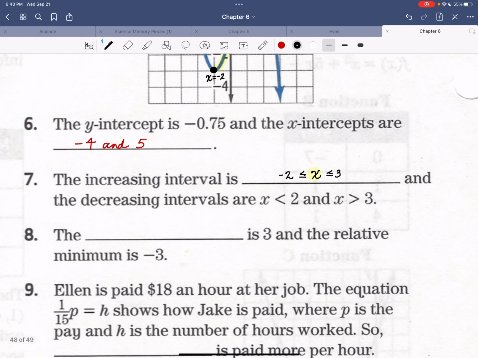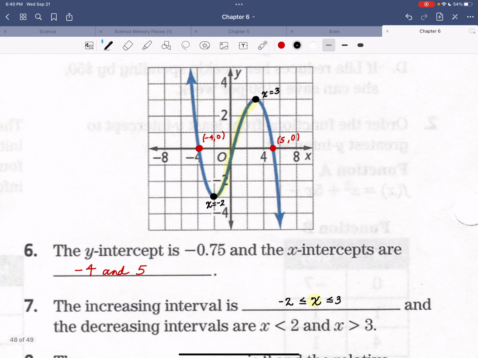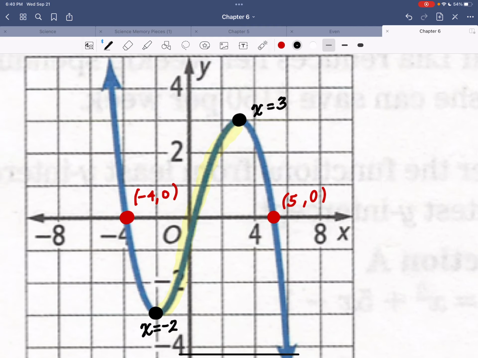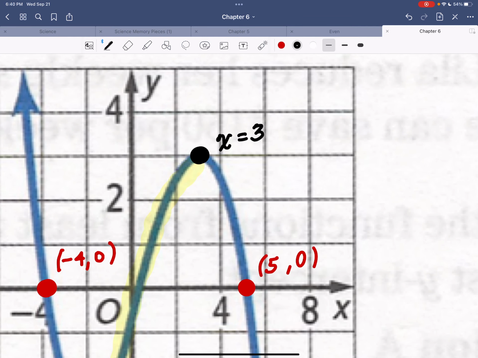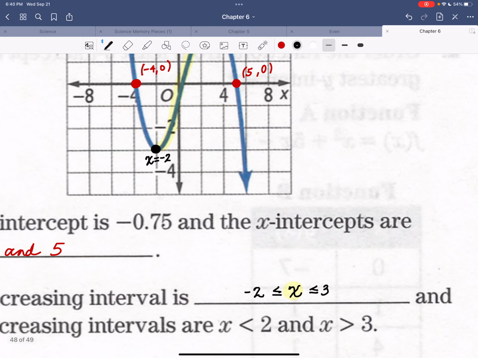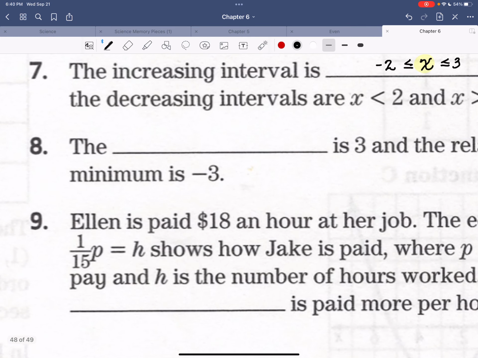The blank is 3, and the relative minimum is -3. So this point right there is called the relative maximum. So that would be the answer to number 8. It's the crest. It's the high point.